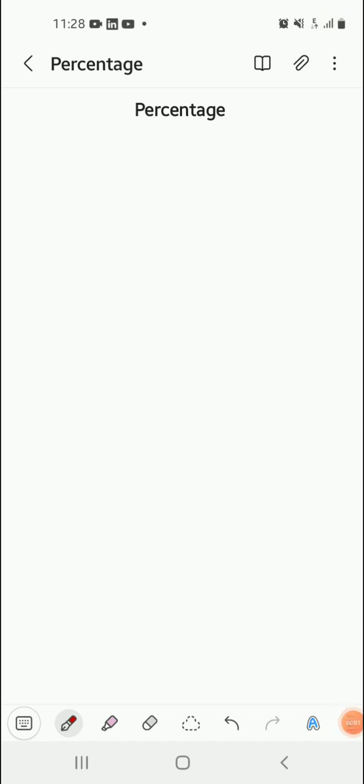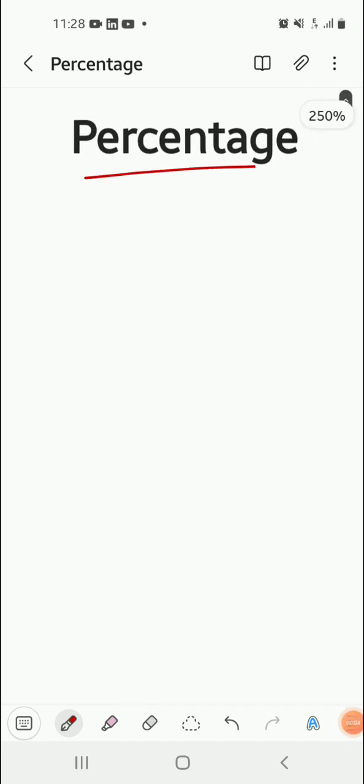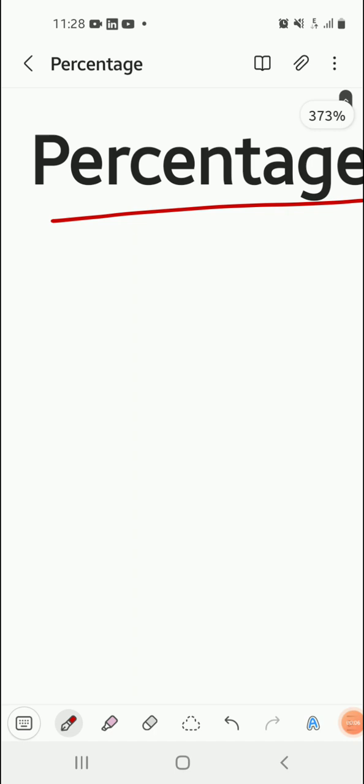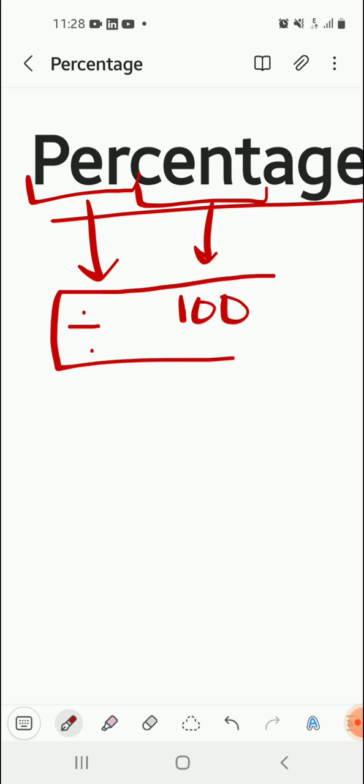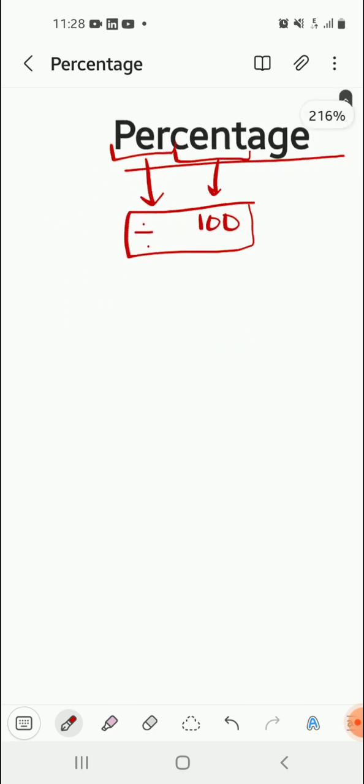Today's topic is percentage. You can see over here, per means divided by, cent means 100. So anything in the form of 100, that is a part of 100, is known as percentage. We have to remember two simple things.